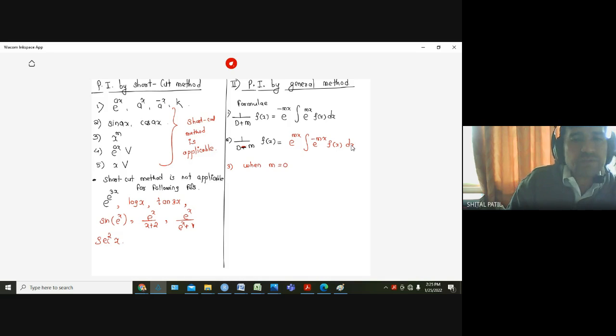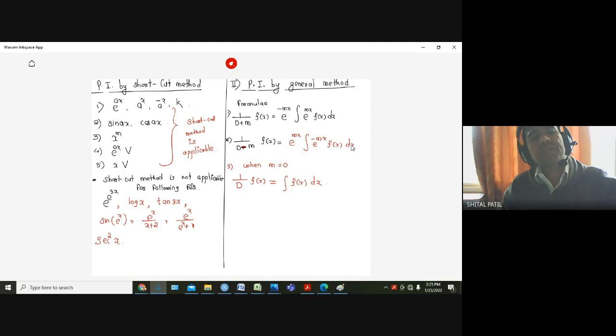Substitute m equal to 0 in first formula or second formula, one of them. So 1 upon D plus 0, so 1 upon D only. E raised to 0 is 1. Inside the integral e raised to 0. And we know this very well, 1 upon D is the integration. Getting everyone? These are the formulas.